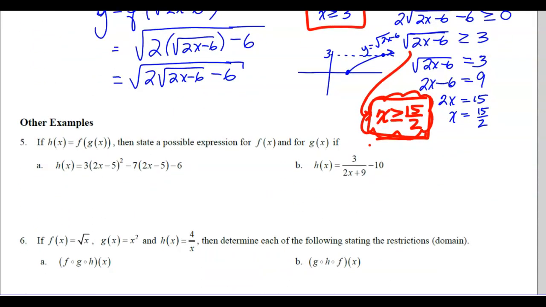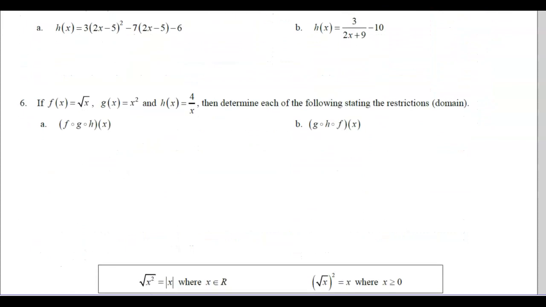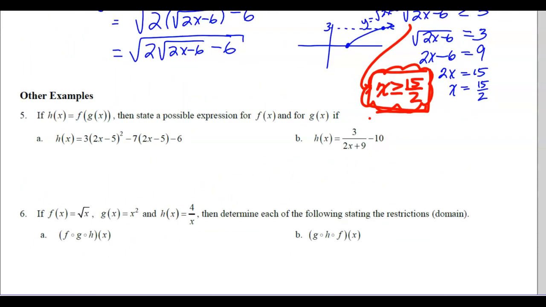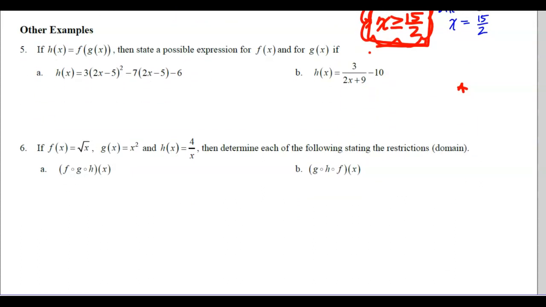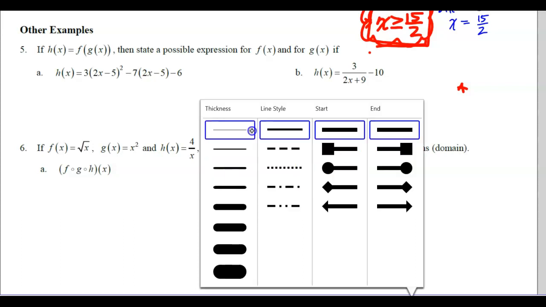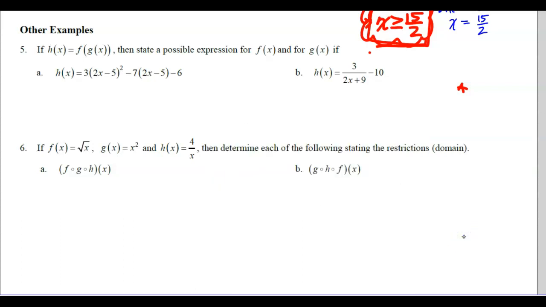Okay. So let's see. I'm going to leave this for right now. So we're running out of time. Let's do a composition of 3 functions. So 6a. A radical, a quadratic, and a rational. So it's going to be f of g of h of x. So work from the inside out.